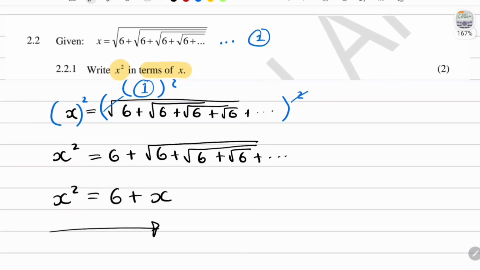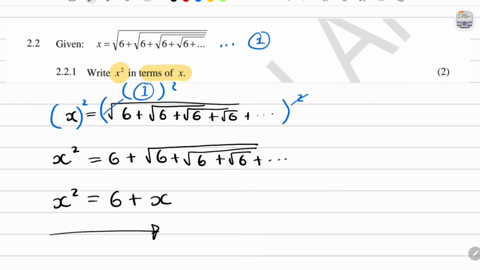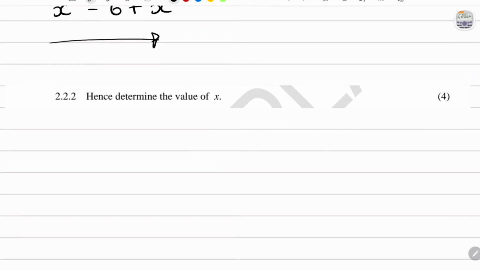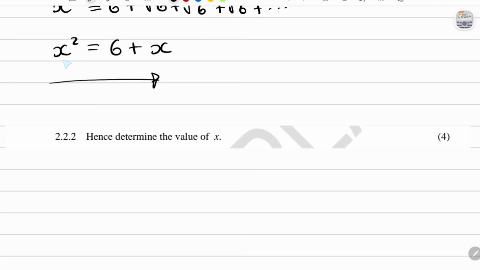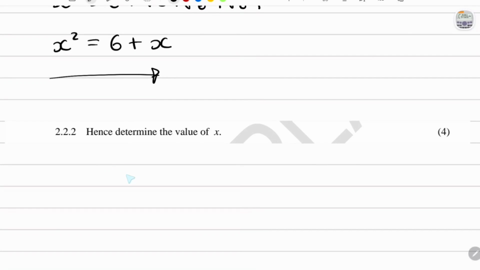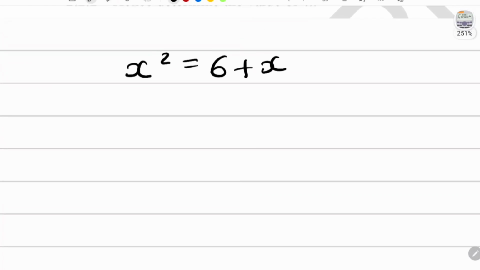Okay, so that is the first question. And we move on to the second question. The second question is, hence determine the value of x. So that's not so bad. The reason why is because this is already an equation. So we already have our expression, and we just need to solve for x now.